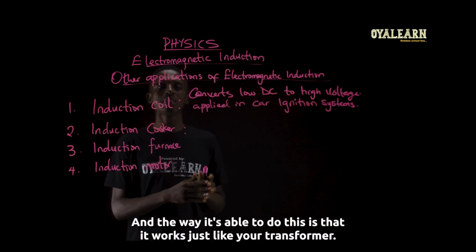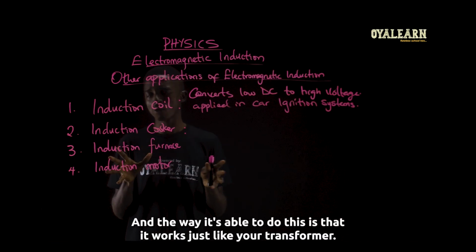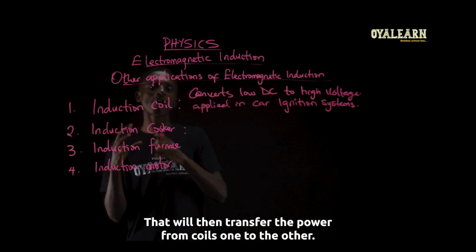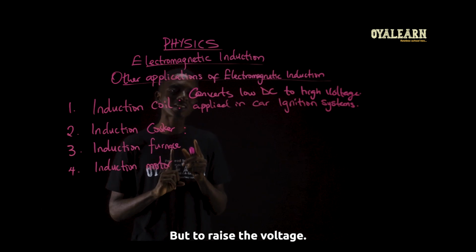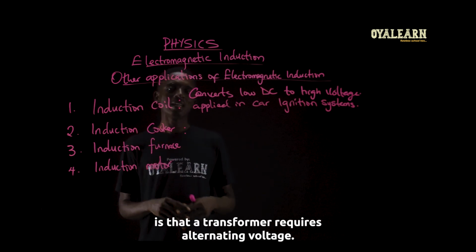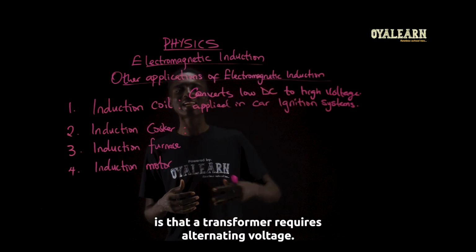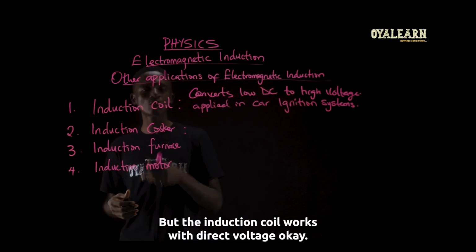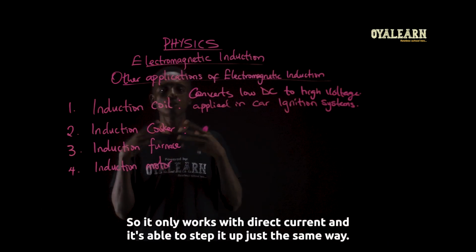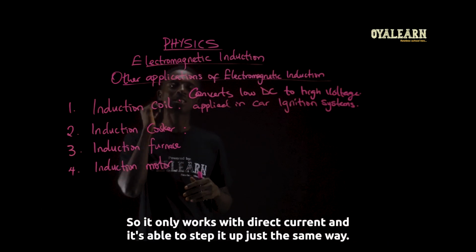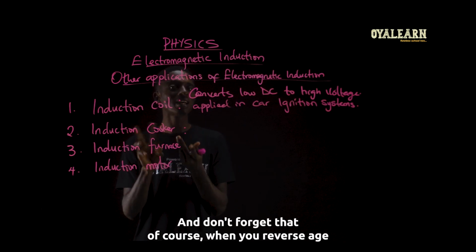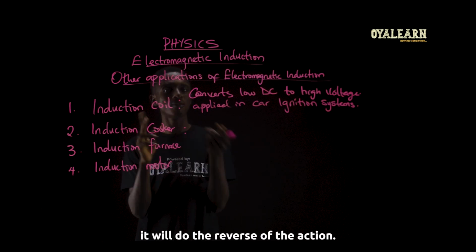And the way it's able to do this is that it works just like your transformer. It has its own coils as well that will then transfer the power from one coil to the other, but raise the voltage. But the difference between this and your regular transformer is that a transformer requires alternating voltage, but the induction coil works with direct voltages. Okay, so it only works with direct current, and it's able to step it up just the same way your step up transformer will do the same. And don't forget that, of course, when you reverse it, it will do the reverse of the action.